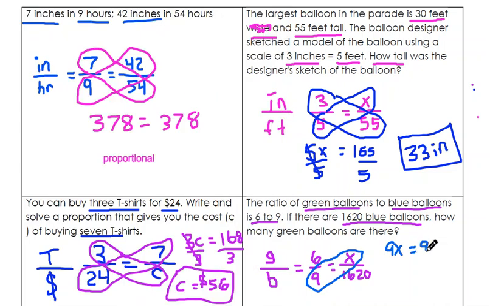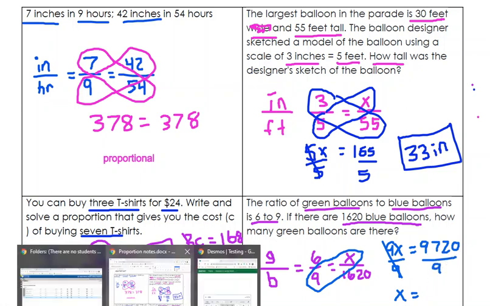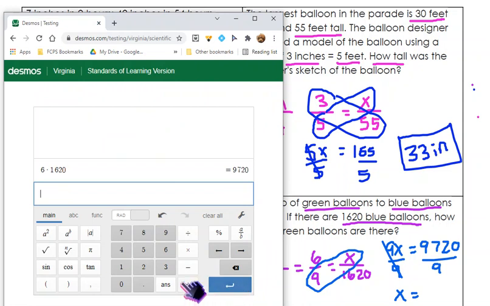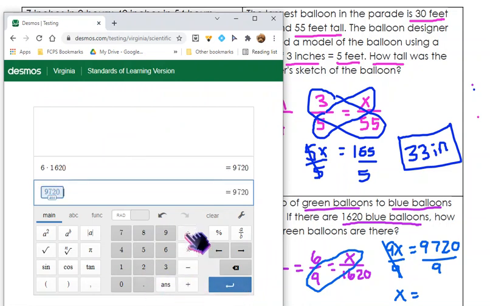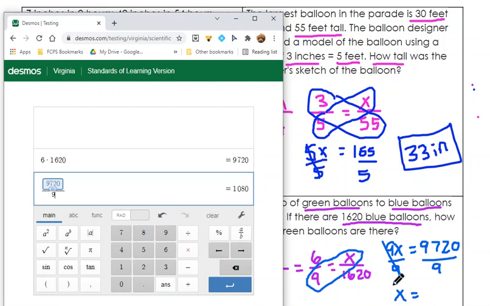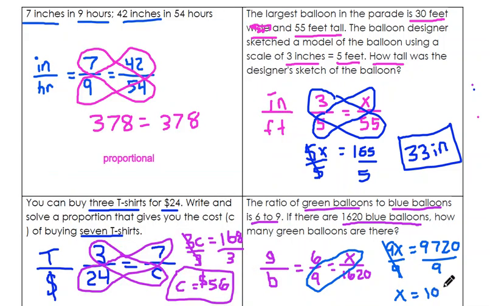So 9X equals 9,720. Okay, so then when I solve this, I'm going to divide by the number with the variable to get it by itself. And I'm going to do the same thing to the other side. 9,720 divided by 9 gives me 1,080. And this is what I'm missing, which is green. So 1,080 green balloons. Okay?